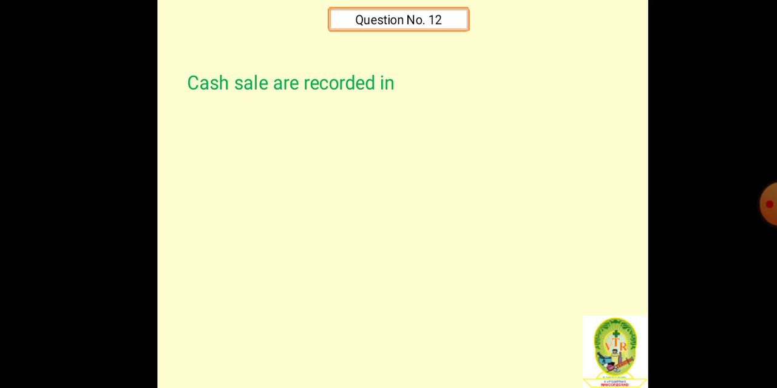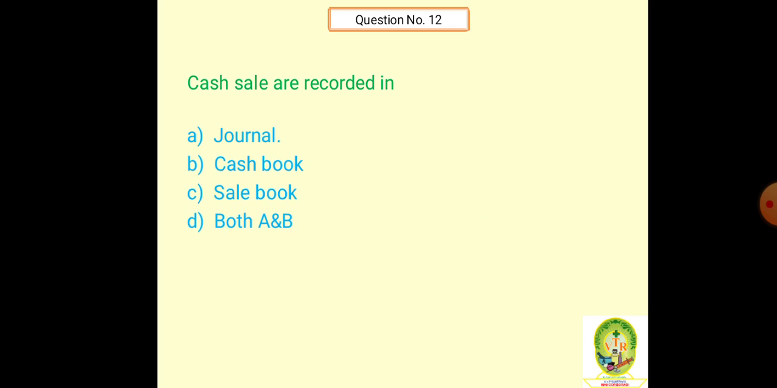Cash sale is recorded in, options are A. Journal, B. Cash book, C. Sale book, D. Both A and B. Right answer is B.